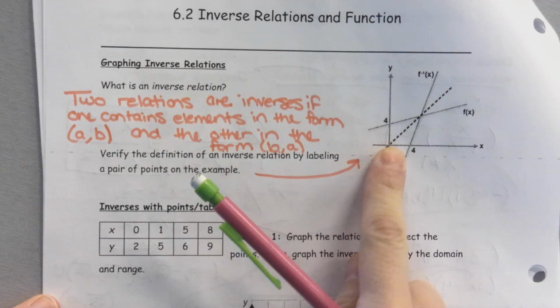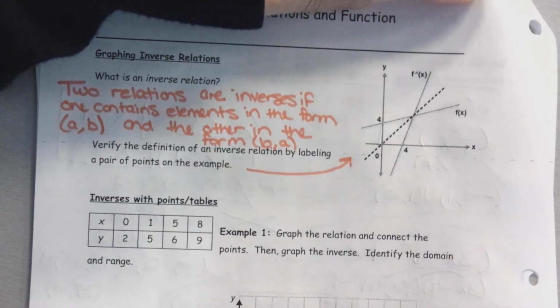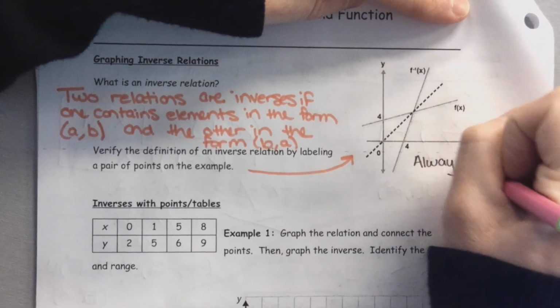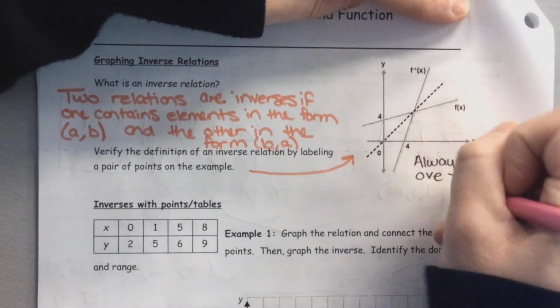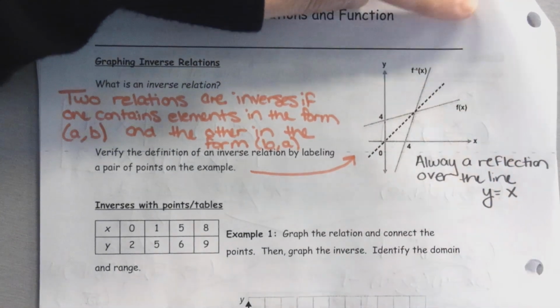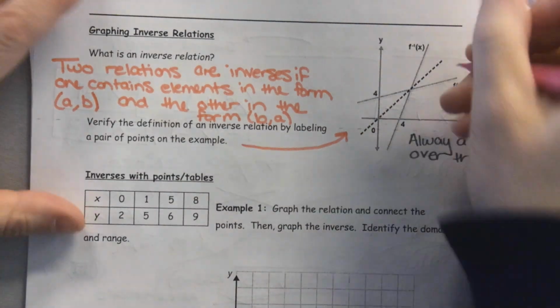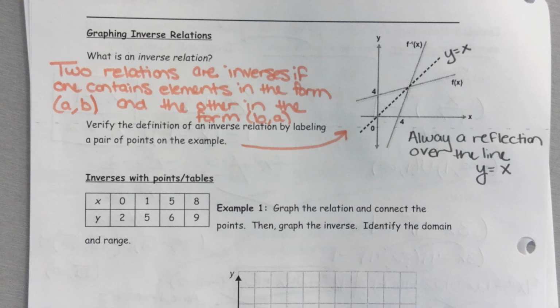The way it looks on your graph, these will always be a reflection over the line y equals x. So do you see how this line right here is your y equals x? And if you reflected over that line, you would land on the other graph. So this is your line y equals x, and they're always a reflection over that line.